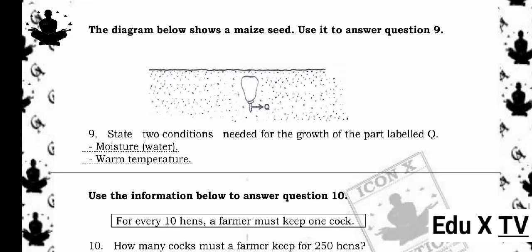The diagram below shows a maize seed. Use it to answer question 9. 9. State 2 conditions needed for the growth of the part labeled Q. Moisture (water). Warm temperature.